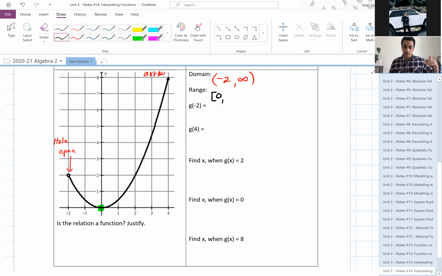We're talking range, right? So we've already talked about the minimum y value. What is the max y value now? Okay, it's an arrow though. So if it's an arrow, it continues, right? So it doesn't stop at 8. Okay, so it continues up towards positive infinity.